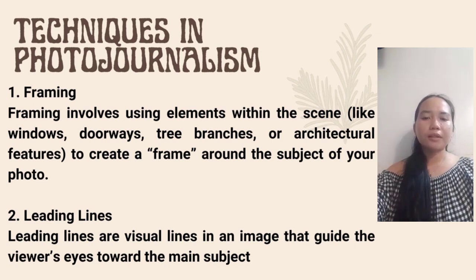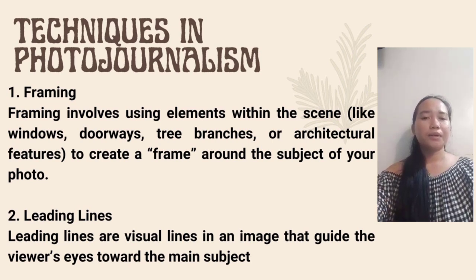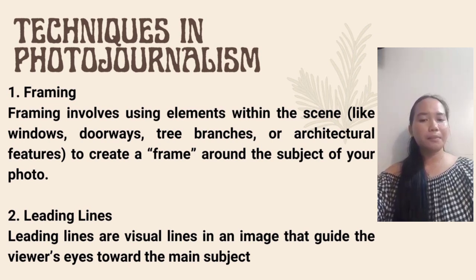When we say framing, it involves using elements within the scene, like windows, doorways, tree branches, or architectural features, to create a frame around the subject of your photo. This naturally draws the viewer's attention to the focal points, and it could also add depth to the image. Why does it matter in photojournalism? Because it emphasizes the subject and context simultaneously, often highlighting the contrast, isolation, or emotion in a story.